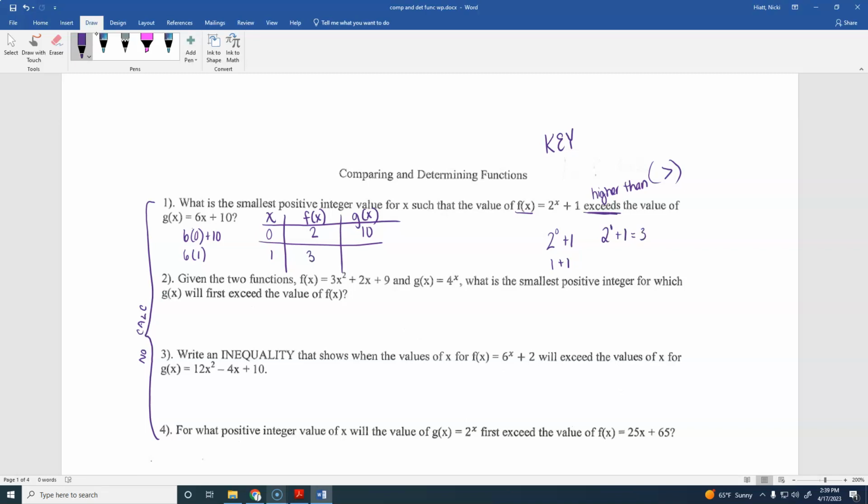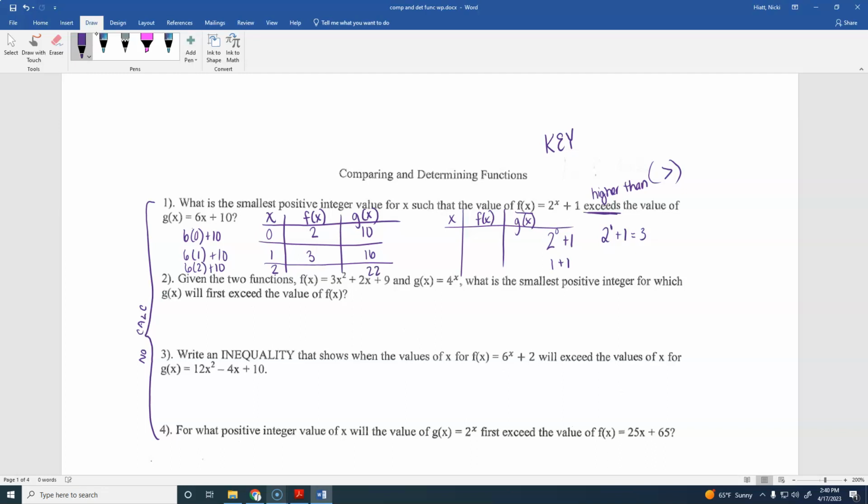And then I've got 6 times 1 plus 10 over here, and that's going to give me 16. So we can see f is lower than g here. We're looking for the first time that f becomes bigger than g. So I'm going to work on g of x. If I plug in 2, I get 6 times 2 plus 10. That's going to be 12 plus 10, 22.